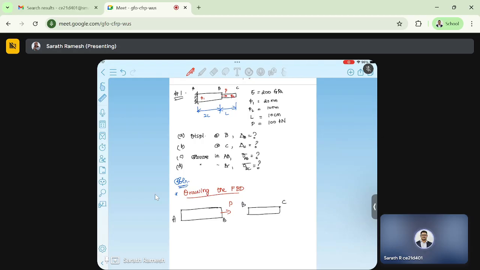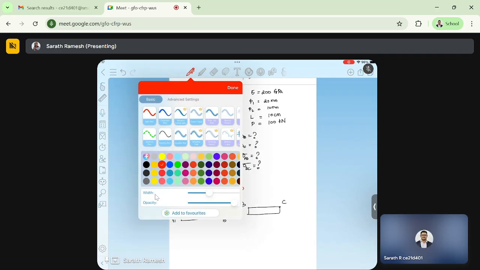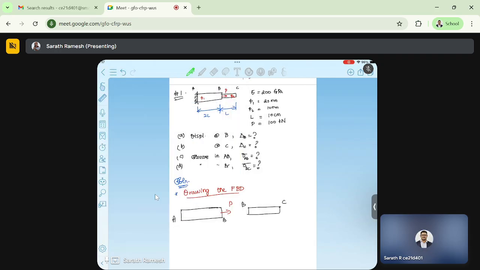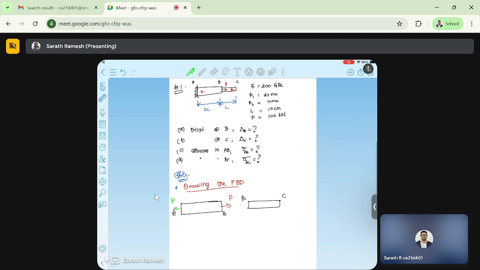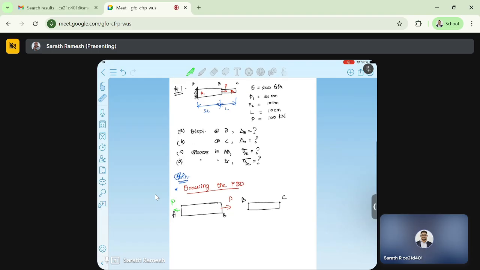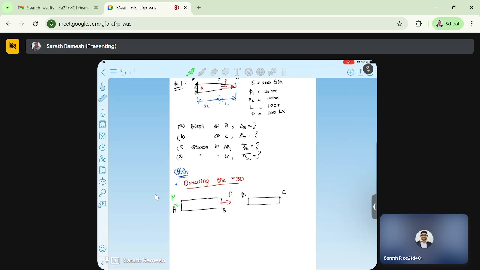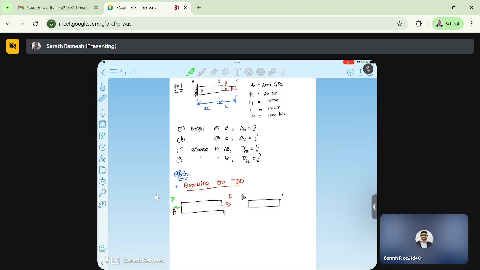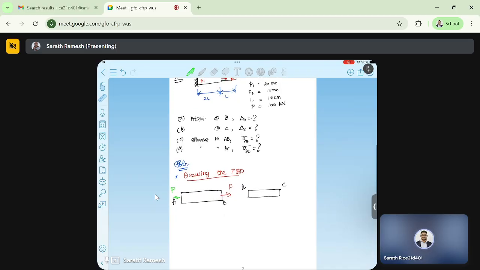Fine. Now I removed the support at point A, so I need to show some reaction force at A. According to Newton's third law, for every action there is an equal and opposite reaction. So for P action there will be a negative P in this direction. And in BC there is no force, so it's not subjected to any force. It's just staying as it is. So that's it. This is the free body diagram. Now let's solve one by one.